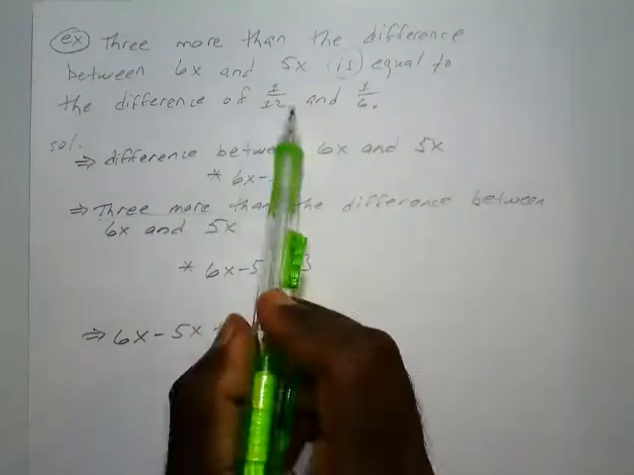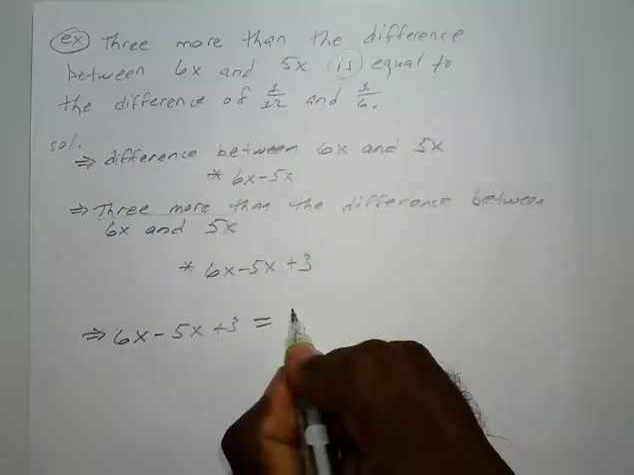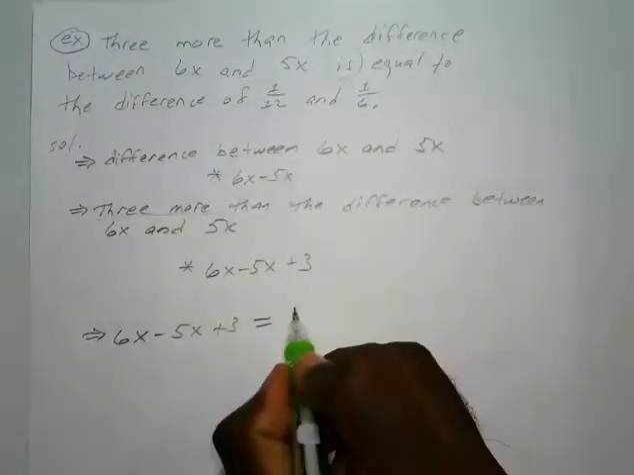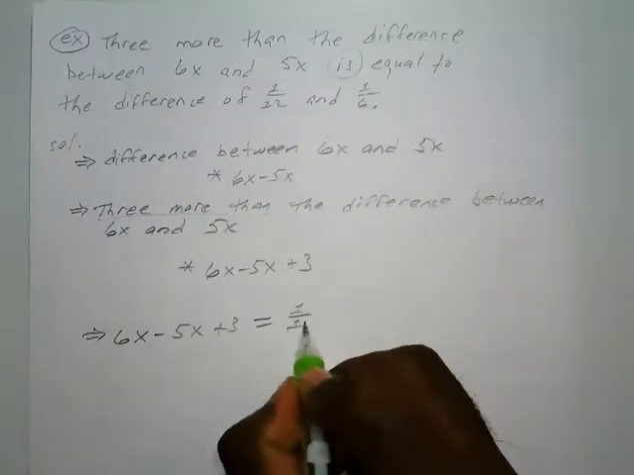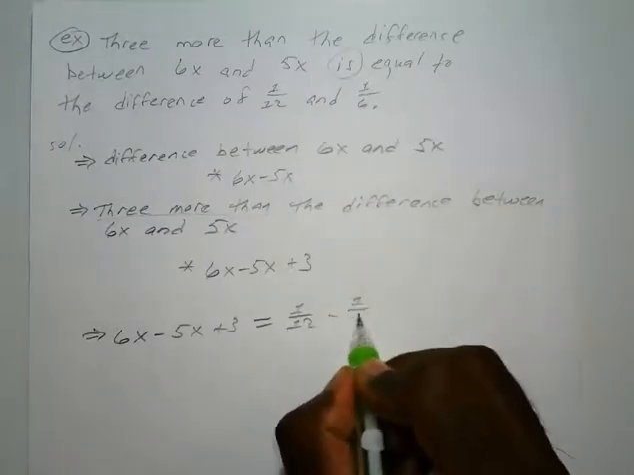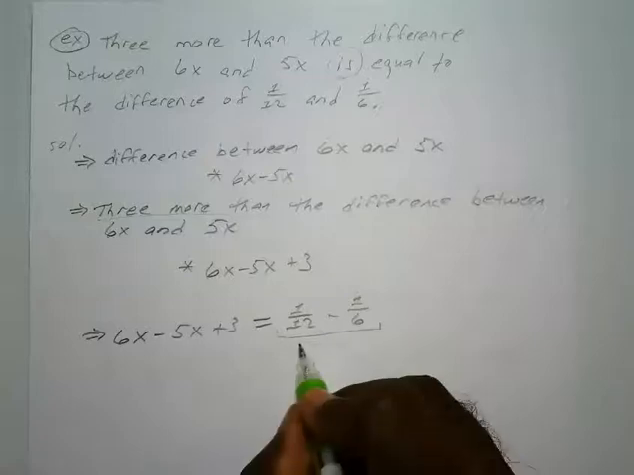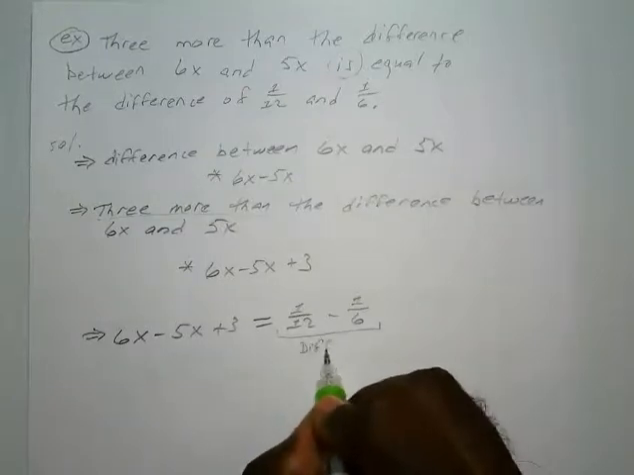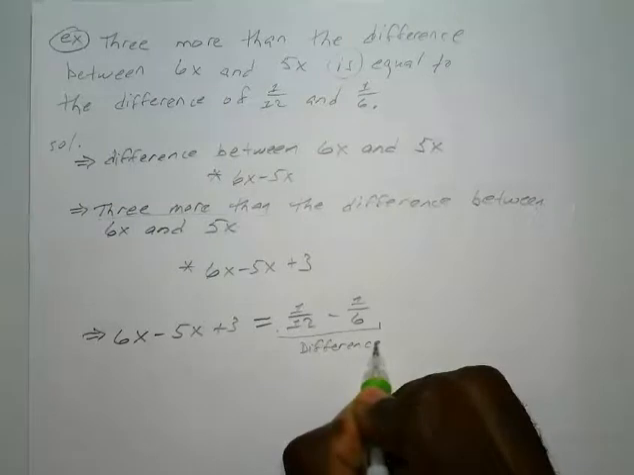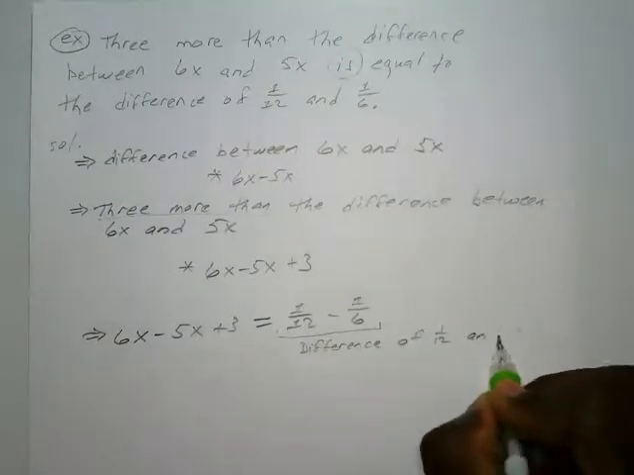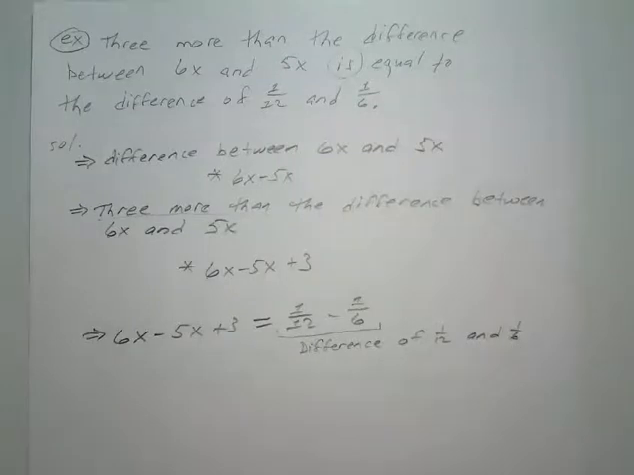the difference of 1 over 12 and 1 over 6. I'm sorry, I'm looking right there. So 1 over 12 minus 1 over 6. And this is our difference of 1 over 12 and 1 over 6.